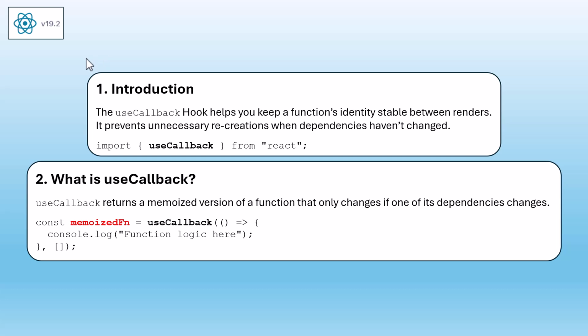2. What is useCallback? useCallback is a hook in React that allows you to preserve, or cache, a function definition between renders, so that if its dependencies haven't changed, you get back the same function instance on subsequent renders. In other words, when your component re-renders, useCallback helps you avoid creating a brand new function each time, provided the inputs it depends on are stable.